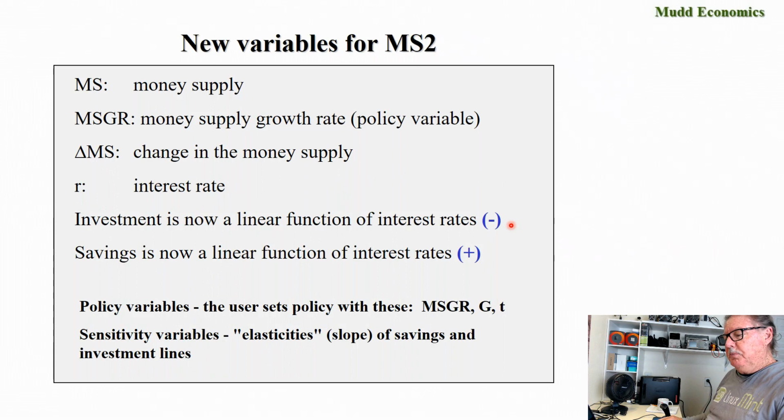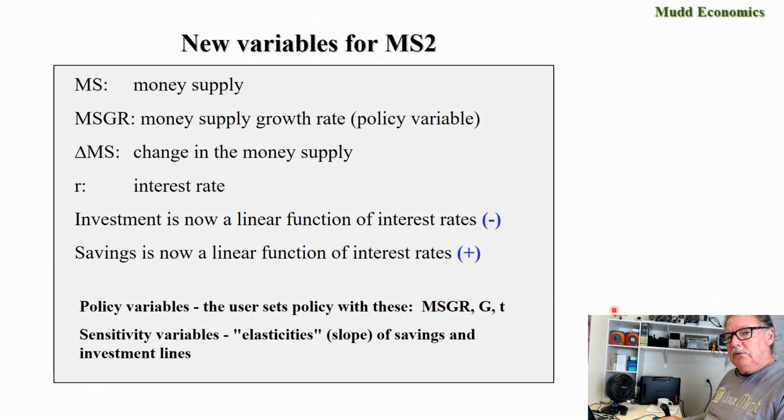And now investment is a linear function of interest rate with a negative relationship, which is to say when the interest rate goes up, investment goes down. And savings is also a linear function of the interest rate, but with a positive relationship. We say it's a linear function in the model because that's how the model's built. We're not pretending that in the real world it's linear. It's going to be nonlinear, but that doesn't really change the model very much.